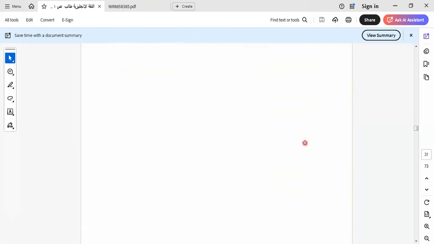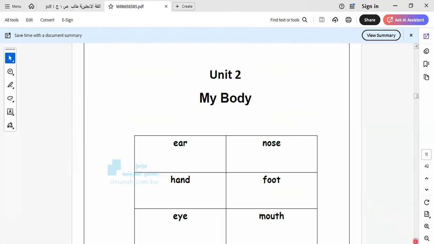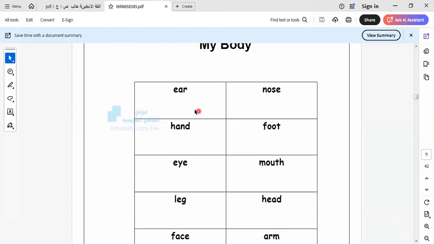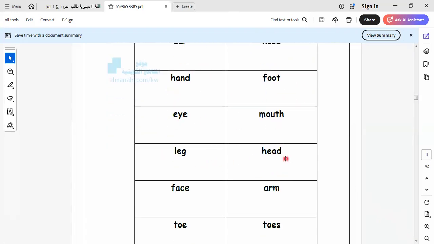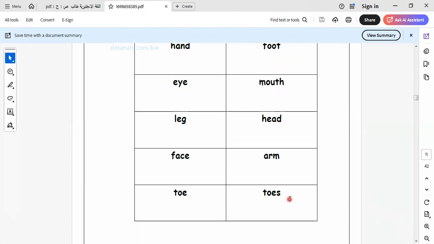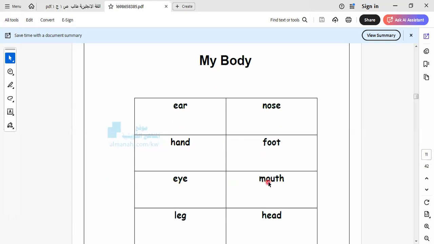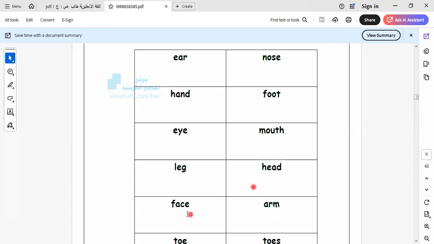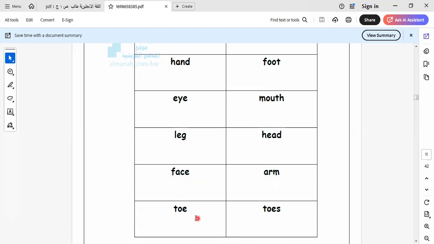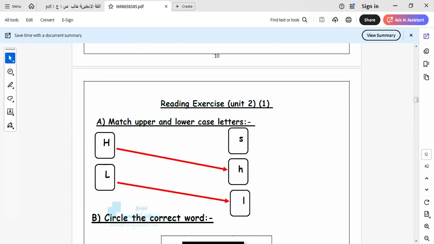Today we end unit 2. I will repeat what we covered in this booklet. Here we know my body: ear, nose, hand, foot, eye, mouth, leg, head, face, arm, and toy and toys. Repeat after me: ear, nose, hand, foot, eye, mouth, leg, head, face, arm, toy, and toys.